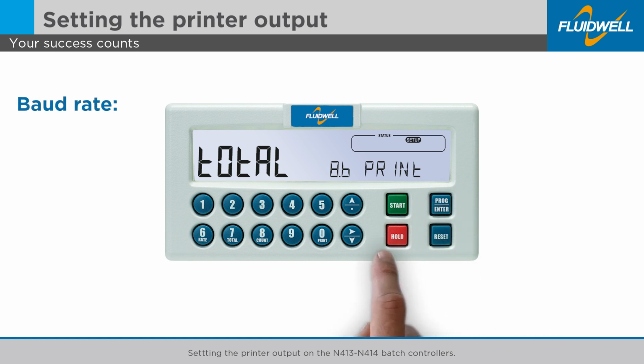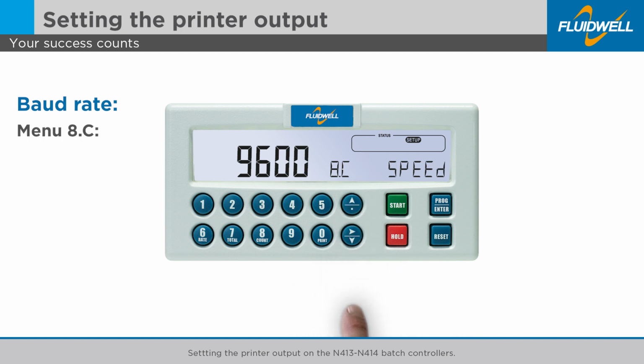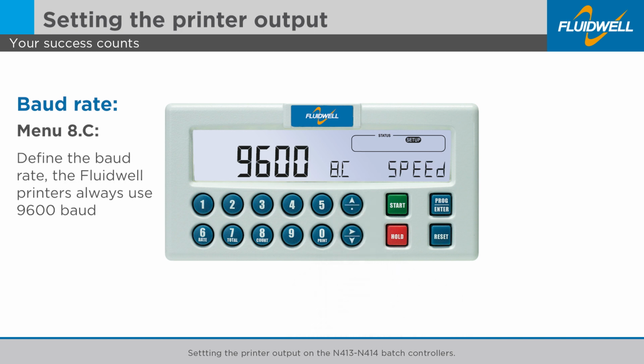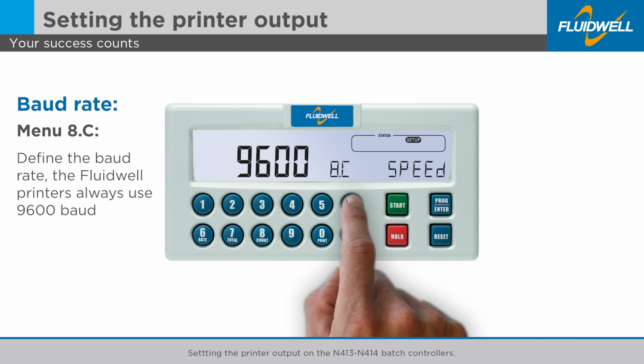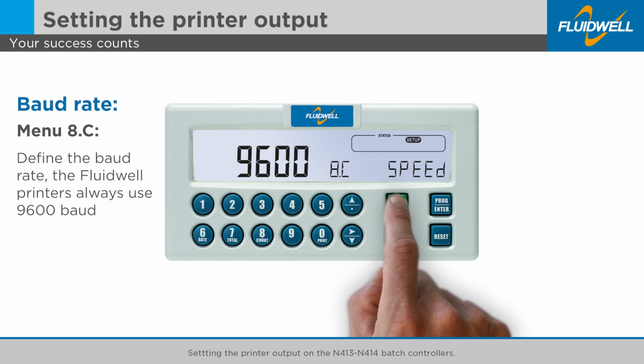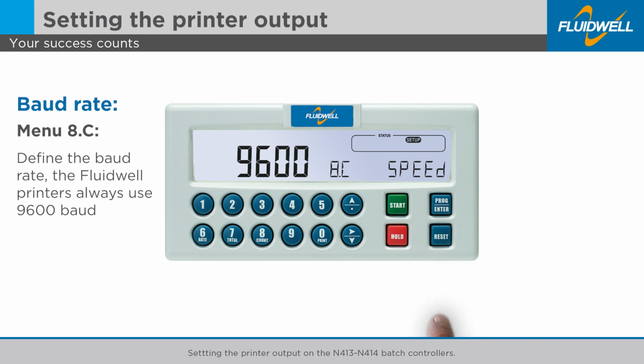Use the arrow up button to go to Menu 8.C Speed to define the baud rate. The Fluidwell printers always use 9600 baud. Press Prog to change this setting. You can use the arrow buttons to change the setting. Press Prog to store this setting.